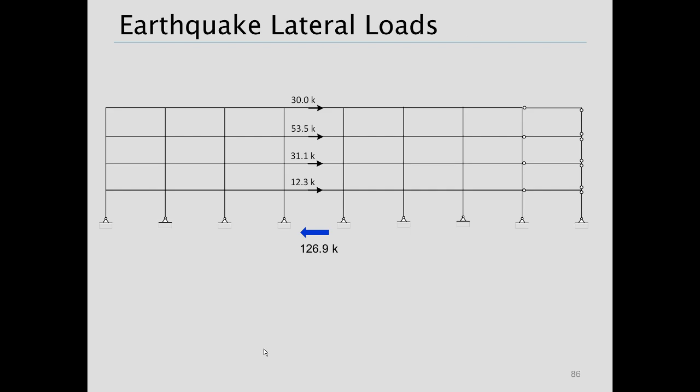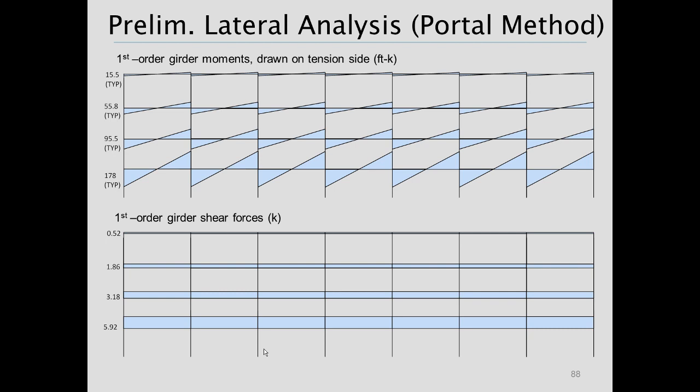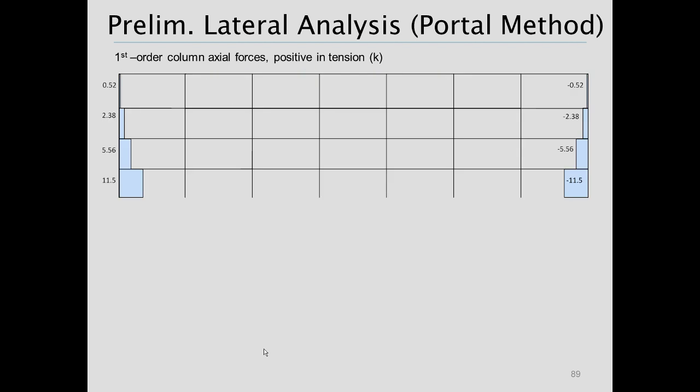All right. So what I'm showing you here is just a basic preliminary design load calculation next. We'll just wheel through the portal method solution here with the frame. And so given these earthquake lateral loads, we can get our column shears by portal method, our first order column moments, our girder moments, and our girder shear forces, our column axial forces.